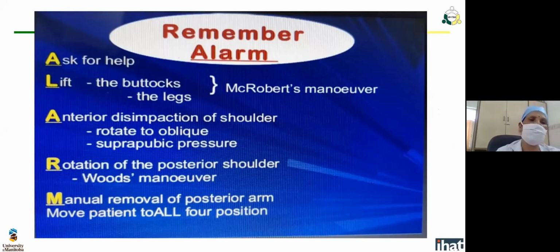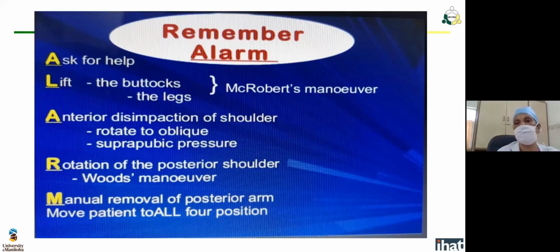So there is a mnemonic you can remember: ALARM. A means first you ask for help. In an emergency you cannot manage alone, so call for help. जो भी आपके पास स्टाफ नर्स है, जो भी आपके पास दाई है, जो भी आपके पास वर्कर है, call for help. Then जैसा मैंने बताया कि you lay the patient flat and lift the buttocks and legs, that is flexion at the hip joint, flexion at the knee joint, and abduction. And give the episiotomy, and then you give the traction.